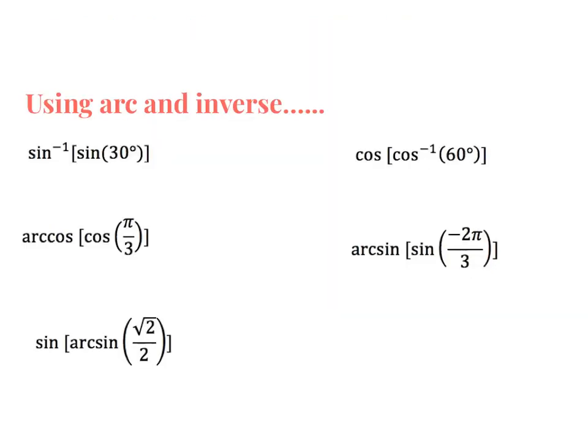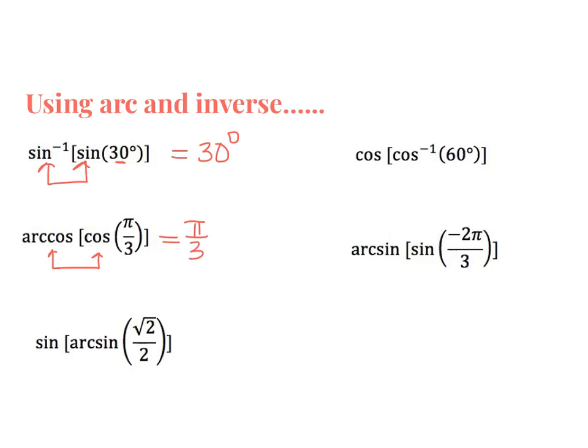So let's go through a couple examples, again just working through that vocab. Here I have inverse sine and sine. Those are opposite operations, those are inverses of each other. They undo each other, therefore I just get 30 degrees. The next one, again, arc cosine and cosine. Those two are inverse operations. They undo each other, and therefore I just get the pi over 3.